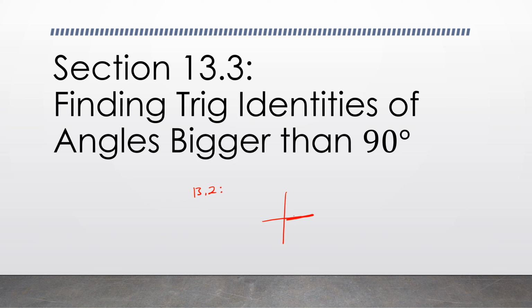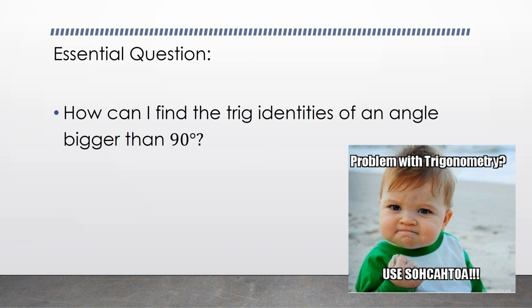So you put the one side here and then you go around a certain amount, and this is a bigger than 90 degree angle. So the natural progression is, hey, how do I interpret trig identities of angles like this, because they're no longer angles that are living in triangles, and this is confusing. So that's what we're going to tackle this section.